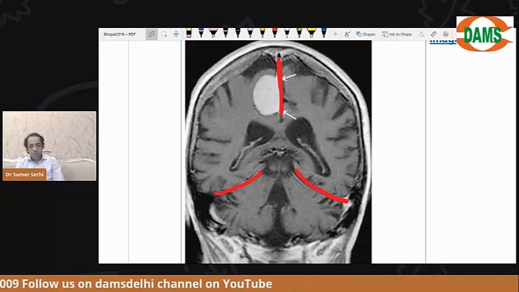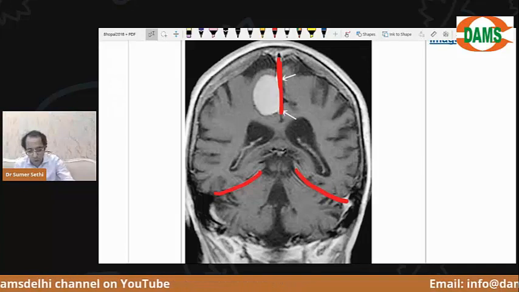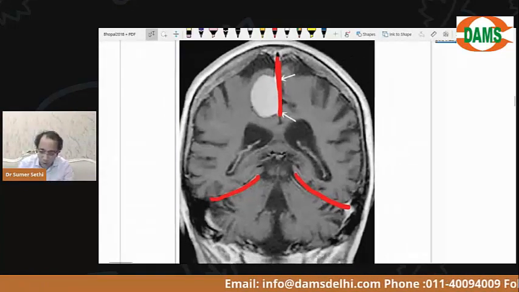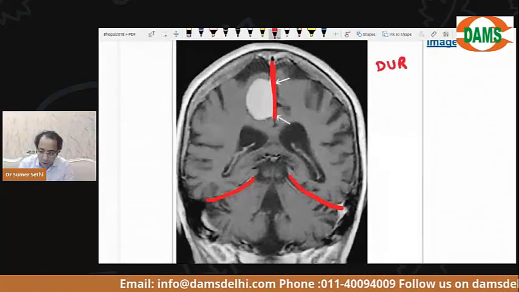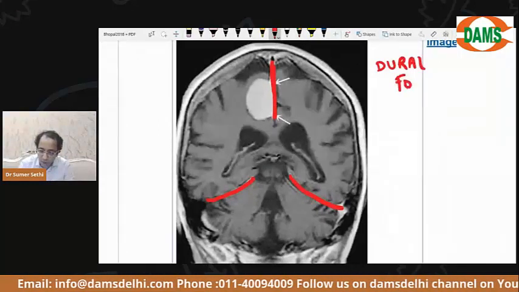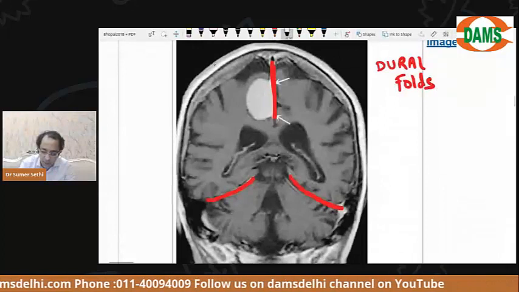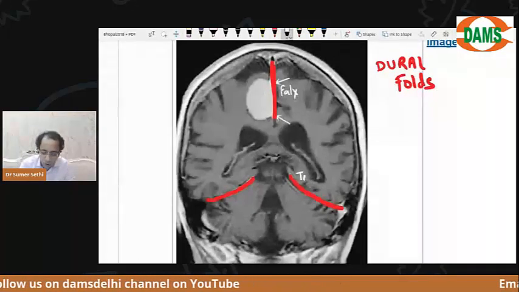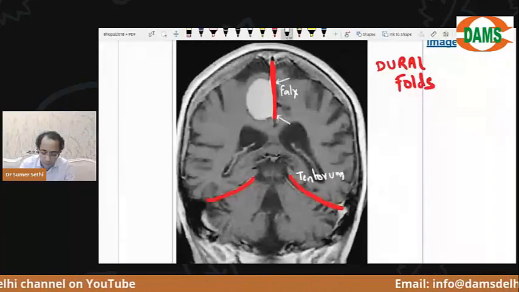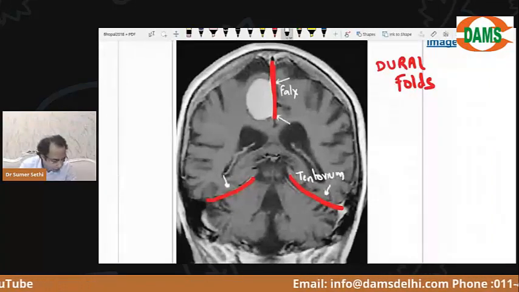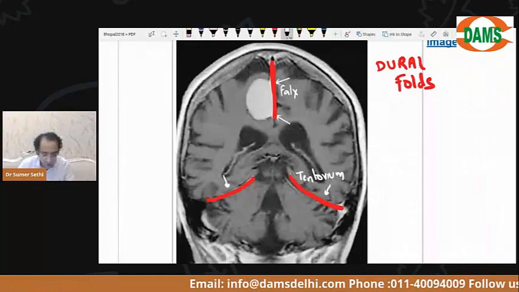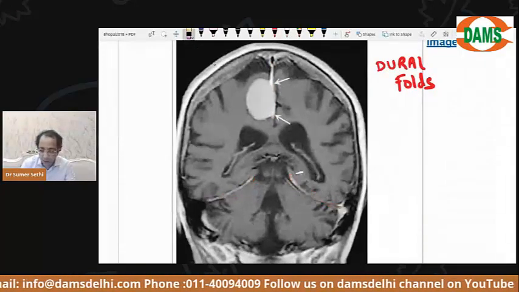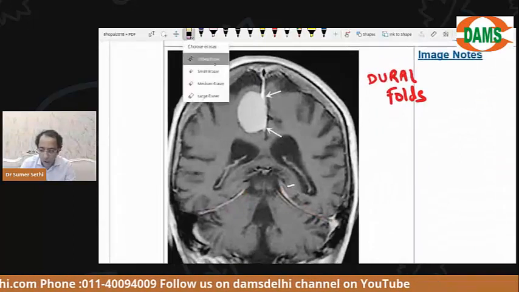When we look at these red structures that I'm now drawing, they are nothing but the dural folds. You remember the dural folds that we discussed at length when we were discussing the anatomy? This is your falx. This is your tentorium. Okay, these must be the dural folds. Can you see a solid enhancing lesion?